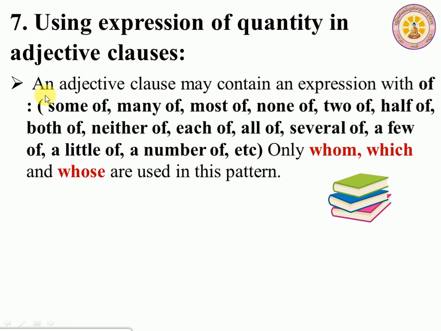Okay, point 7: using expressions of quantity in adjective clauses. An adjective clause may contain an expression of it, of, some of, many of, most of, none of, two of, half of, both of, neither of, each of, all of, several of, few of, little of, a number of. Only whom, which, and whose are used in this pattern.